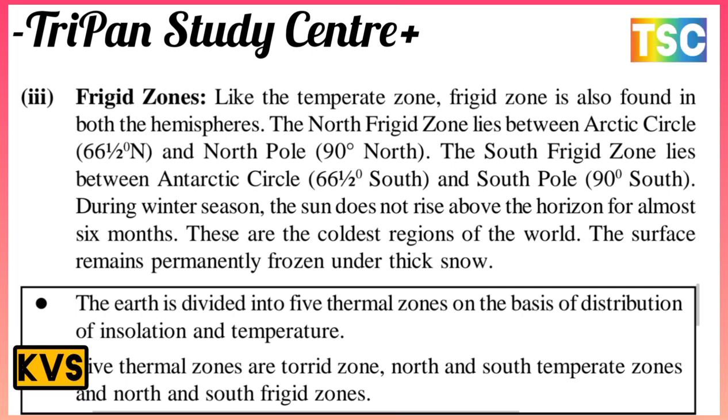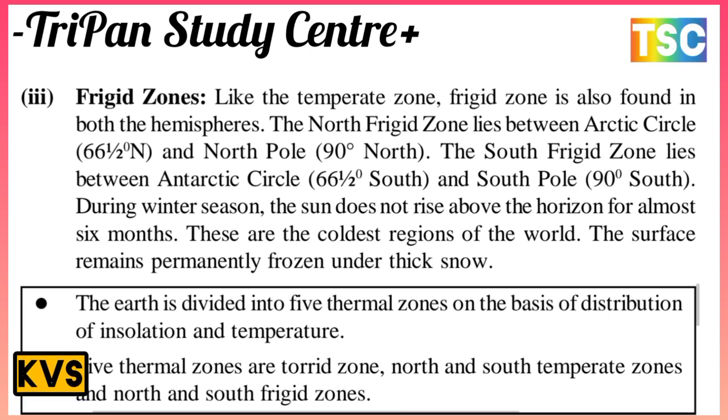The third point is the frigid zone. Like the temperate zone, the frigid zone is also found in both hemispheres. The north frigid zone lies between the Arctic Circle, 66 and a half north, and the North Pole at 90 degrees north.